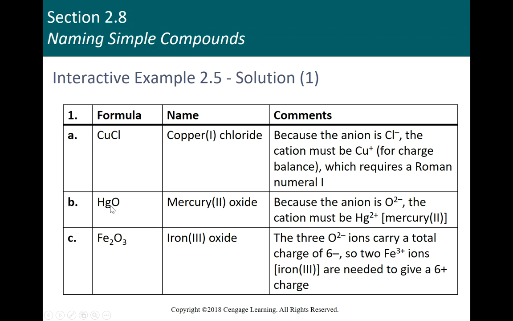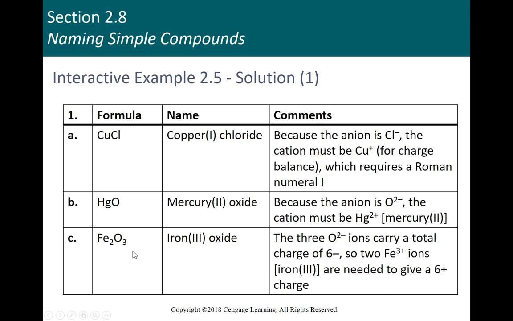Same kind of reasoning here. In this mercuric oxide, notice there is an oxygen here. Oxygen's in the column that's always -2. So to balance out this -2, this half of the formula has to be a +2. And so this is mercury 2 oxide.